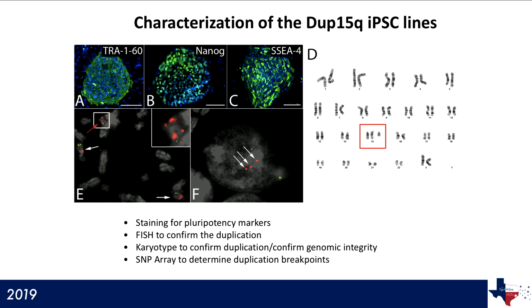We stain for pluripotency markers to make sure they're still stem cells. We do DNA FISH or karyotyping to confirm the duplication. In this case, you can see here these are the chromosomes with that little IDIC 15 chromosome shown here. Karyotype also to look for genomic integrity to make sure there aren't any other duplications, deletions, or translocations. And then we've more frequently been doing SNP arrays to double check the genome integrity, but we also like to do this to make sure that the duplication breakpoints are the breakpoints that the patient has told us they were in the first place and to make sure that that hasn't changed.